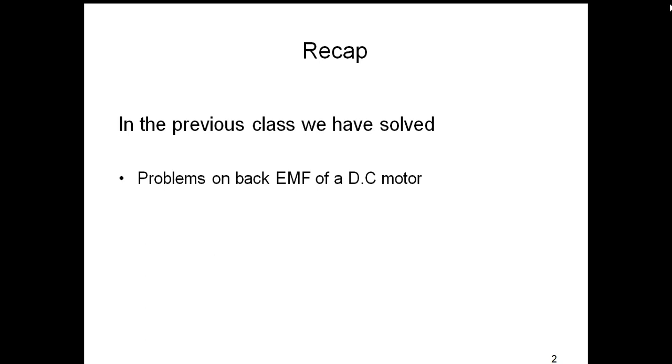In the previous presentation, we have learned about the back EMF, significance of back EMF, and the equations of back EMF, and also we have solved some problems on back EMF of a DC motor.